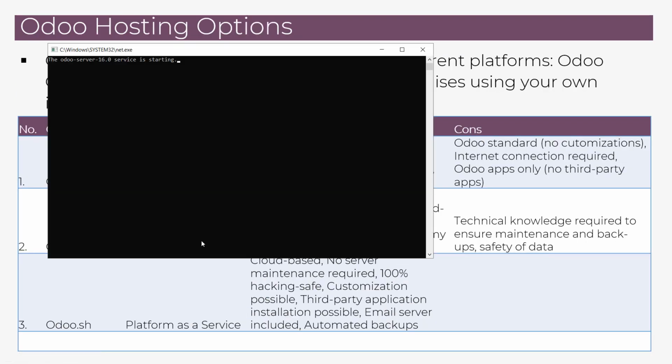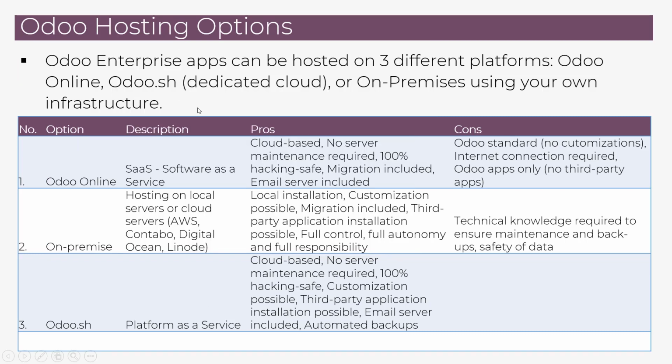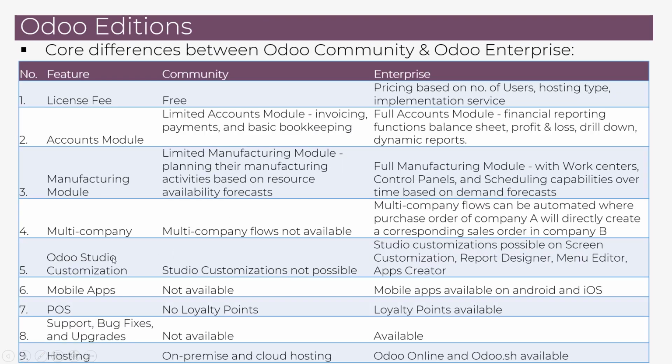Also, this is still the installation. Another example of the difference between the two is mobile apps. The apps on Android and iOS are not available on Community, while they are available on Enterprise.